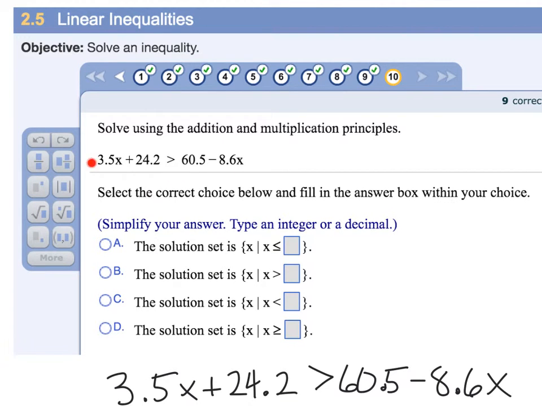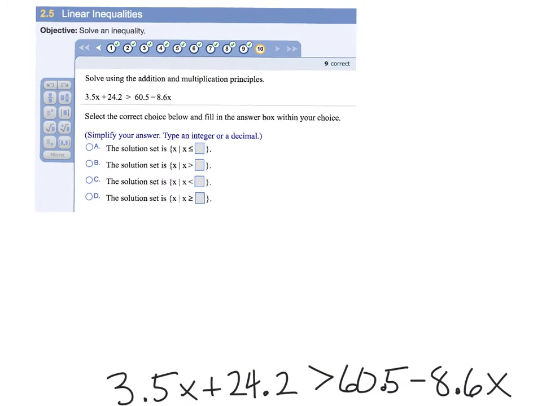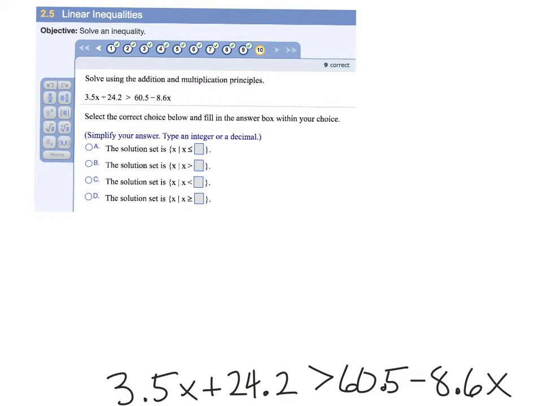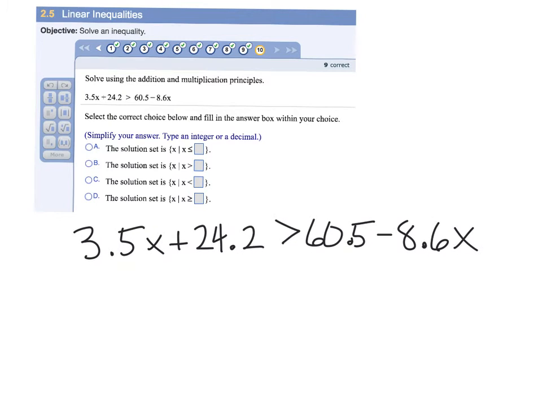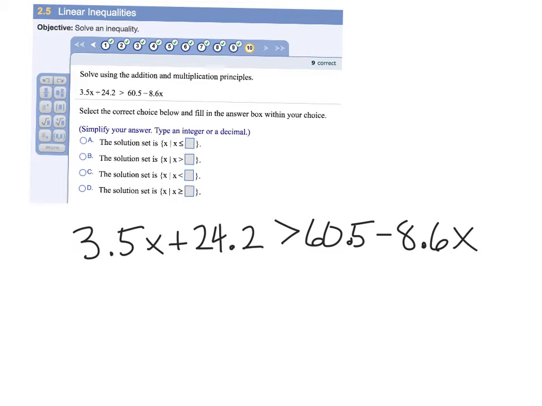All right, we're going to solve this ugly looking inequality. Let's see, bring this up right there, and there is our inequality that we are going to solve. And the first thing I notice is I've got a variable on the left and a variable on the right. I've got a constant on the left, a constant on the right. And so what I need to do is collect all the variables on one side and all the constants on the other. I prefer to have my variables on the left.